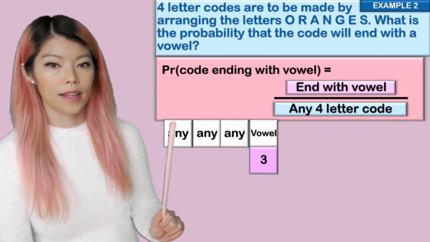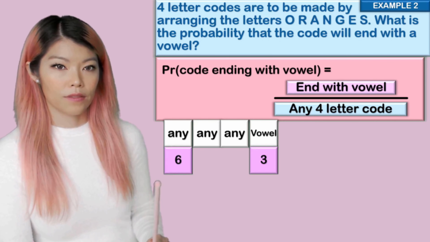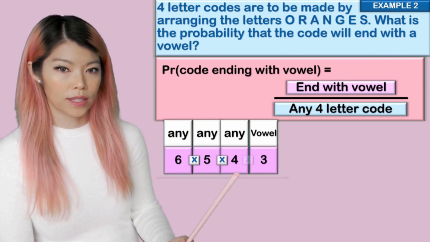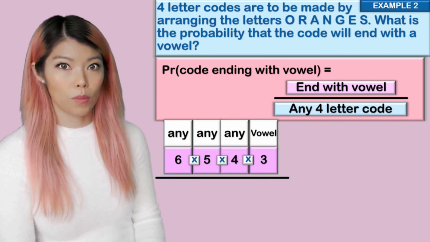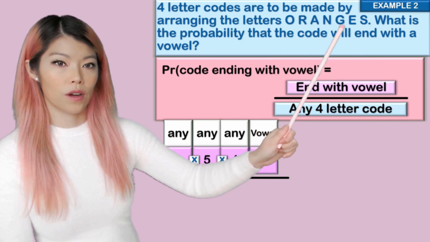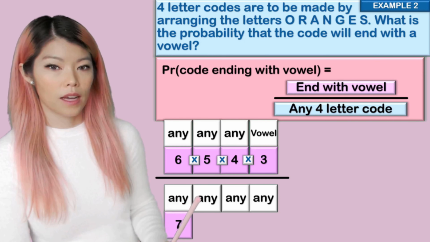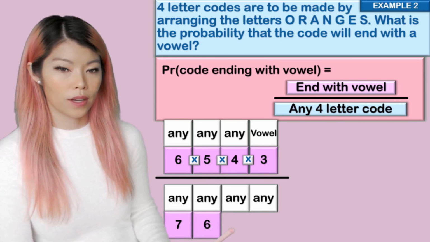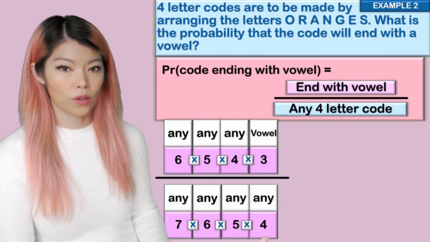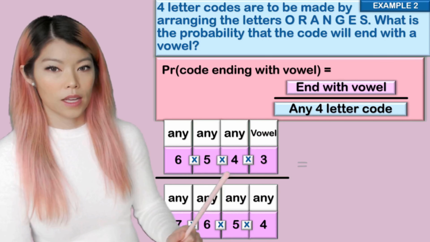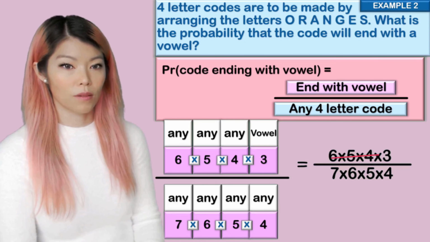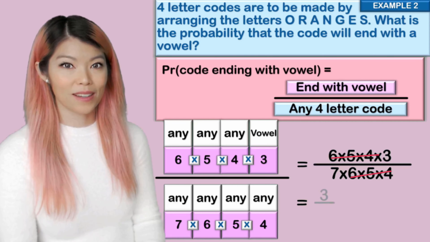So we have 3 choices. And then any, and any. So we have 6 choices left after we picked a letter. Then 5 choices and 4 choices. This and this and this and this means we multiply. Over any 4-letter code, 7 letters can go there. And if we use 1 letter, we have 6. If we use 1 letter, we have 5. If we use 1 letter, we have 4. So 7 times 6 times 5 times 4. So the probability of ending with a vowel is 6 times 5 times 4 times 3 over 7 times 6 times 5 times 4. In other words, 3 over 7.